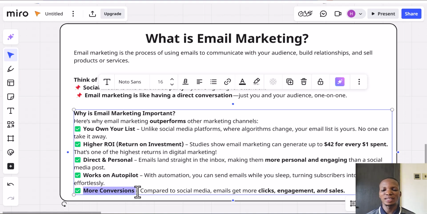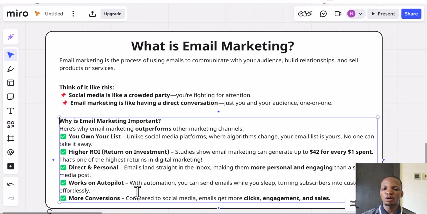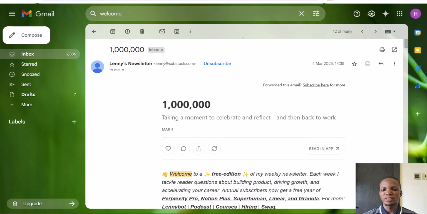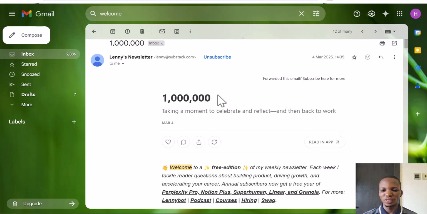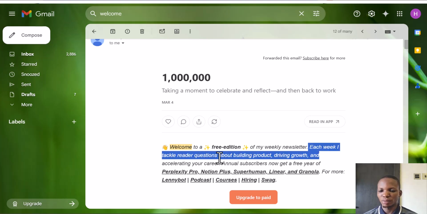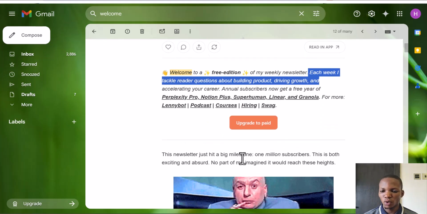Email marketing has a higher click-through rate, higher engagement, higher sales rate. And I just want to show you examples of emails that we can send to our audience. The first example is a welcome email. This is an example of a welcome email from Lenny's newsletter. When I joined the newsletter, the email they sent was a welcome. You can see it's saying, "Welcome to a free edition of my weekly newsletter. Each week, I tackle readers' questions about products." So that's an example of an email.